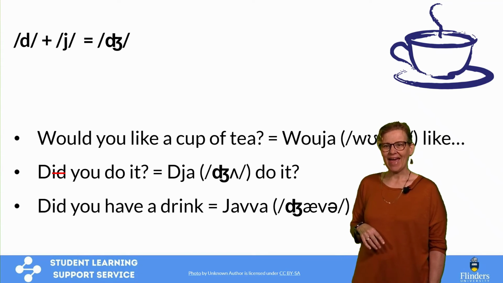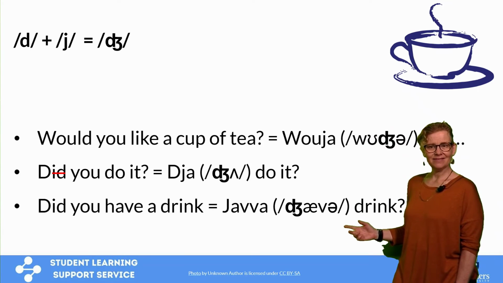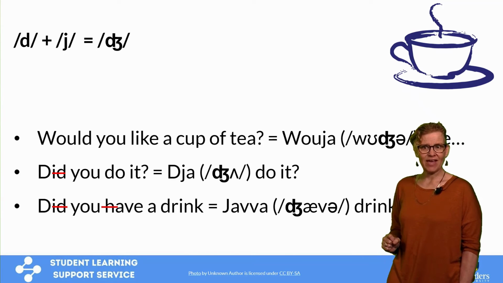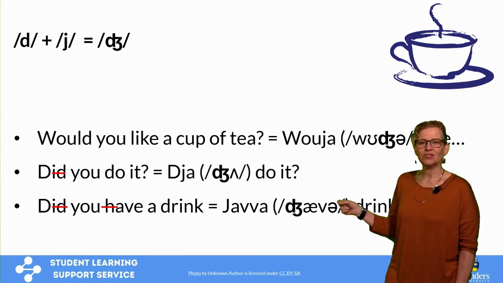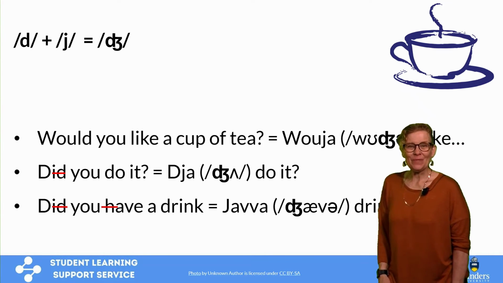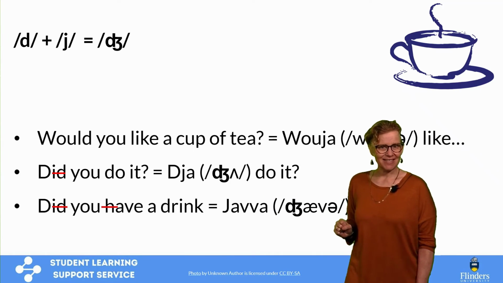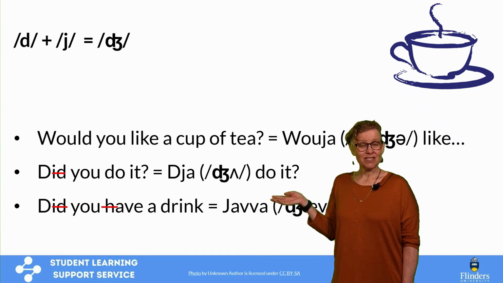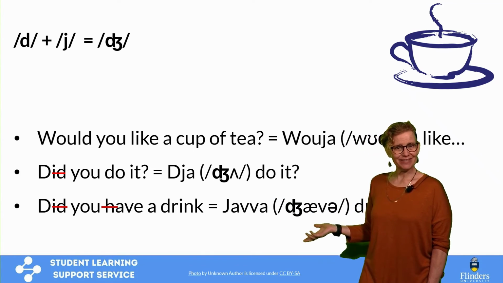And one more. "Did you have a drink?" becomes "Ja 'ave a drink?" where the ID has gone of did and the H of have has also gone. So as with the previous one, "d'you" becomes "ja" and "have" becomes "'ave." So interesting. The other thing to note here is once you've taken away the ID of did, our tense has disappeared. So we don't know whether you're saying, "Do you do it?" or "Did you do it?" "Do you have a drink?" or "Did you have a drink?"